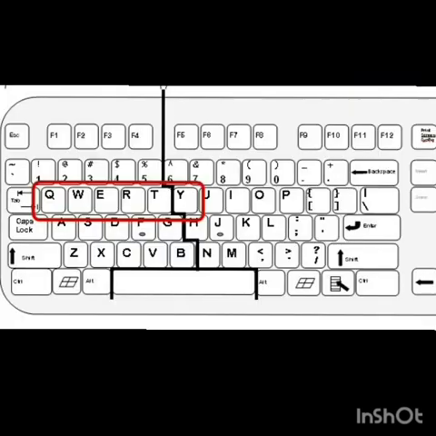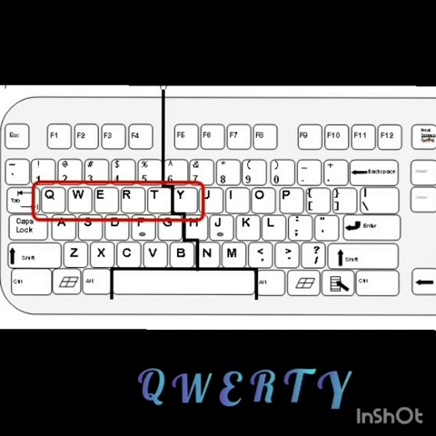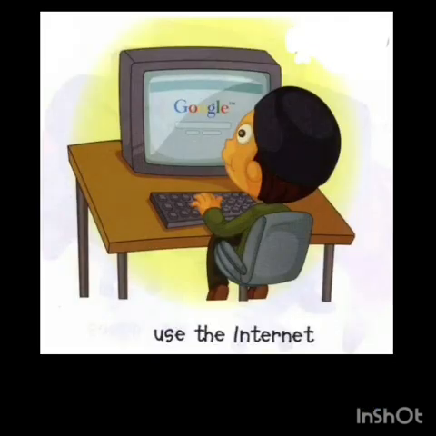The alphabet keys are in QWERTY format for typing in good speed. As the letters start from Q, W, E, R, T, Y on the keyboard, it is known as the QWERTY format. When we press any of the alphabet keys on the keyboard, we can see that alphabet being typed on the monitor.